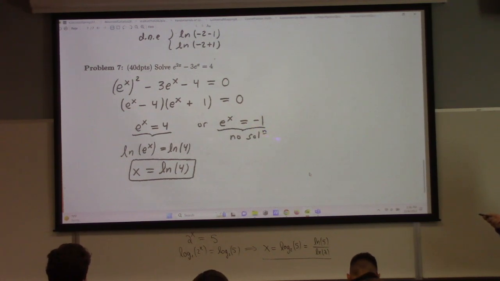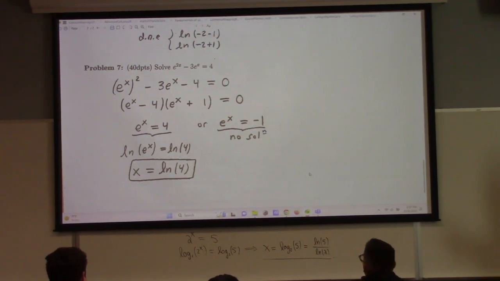All right, one of the very important properties of exponentials is that they're positive. You can't get 0 out of an exponential, and you can't get a negative number out of an exponential. And as such, there's no solution to e to the x equals minus 1. On the other hand, e to the x equals 4 has solution x equals natural log 4. So there's that.